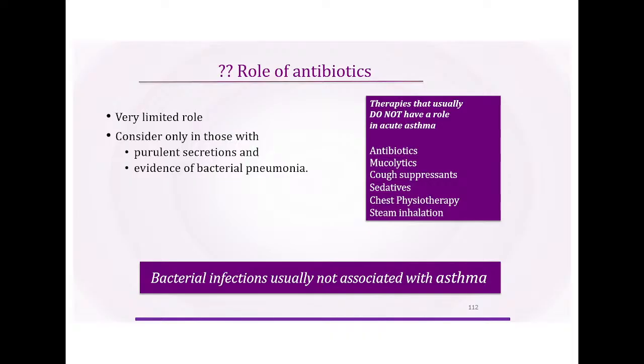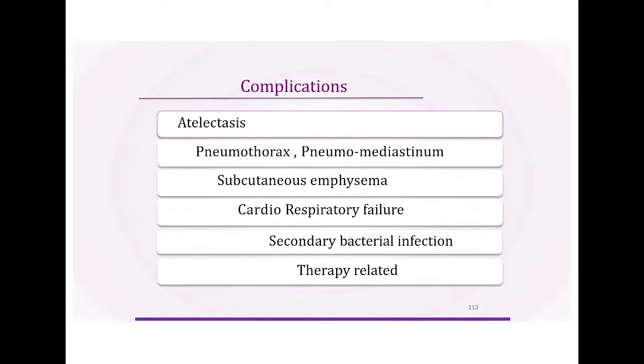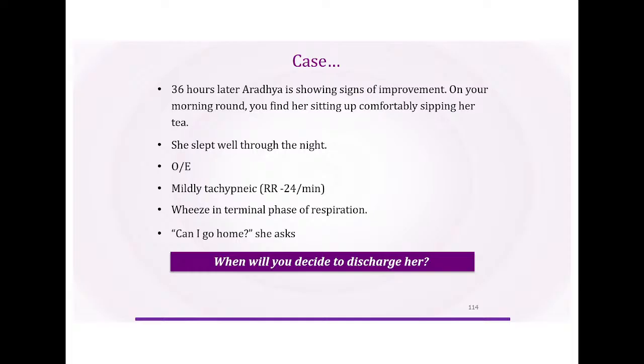So, अगर acute severe asthma आया है उसमें ये सब चीज़ों में टाइम वेस्ट नहीं करना है. एंटीबायोटिक्स, म्यूकोलाइटिक, कफ सप्रेसेंट, these things are not recommended. सीडेटिव्स नहीं देना है, चेस्ट फिजियोथेरेपी नहीं करना है, एंड स्टीम इनहेलेशन नहीं करना है. And bacterial infections are normally not associated with asthma. So the complications may be there like atelectasis, pneumothorax, pneumomediastinum, subcutaneous emphysema, cardiorespiratory failure, secondary bacterial infection, and some complications related to therapy.